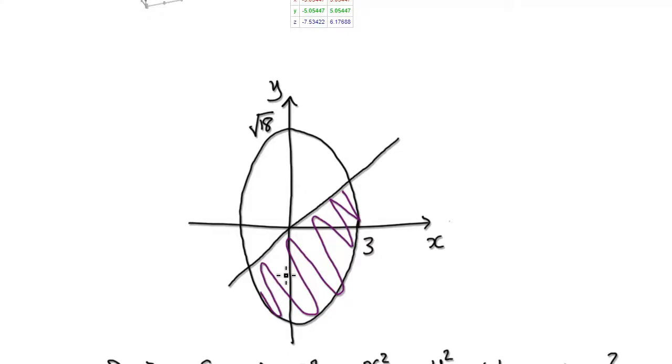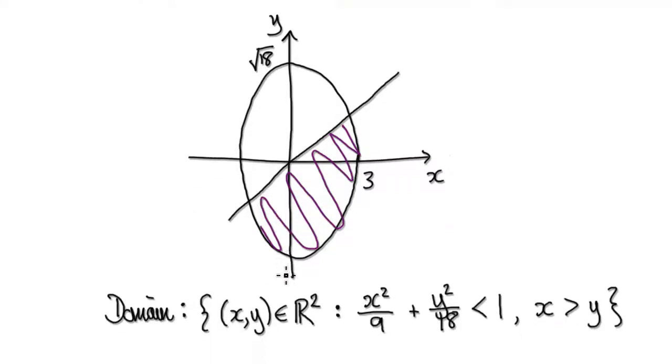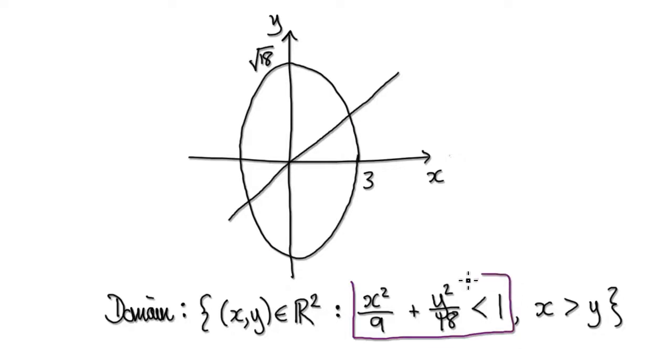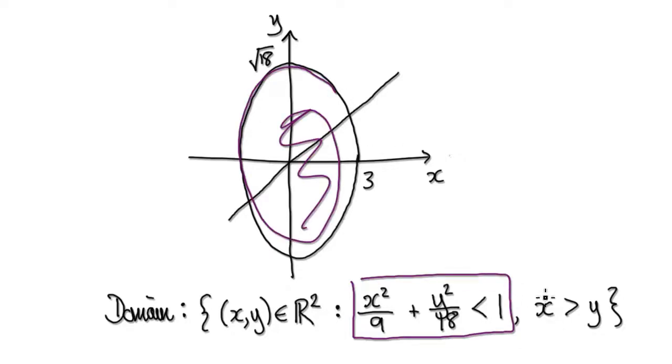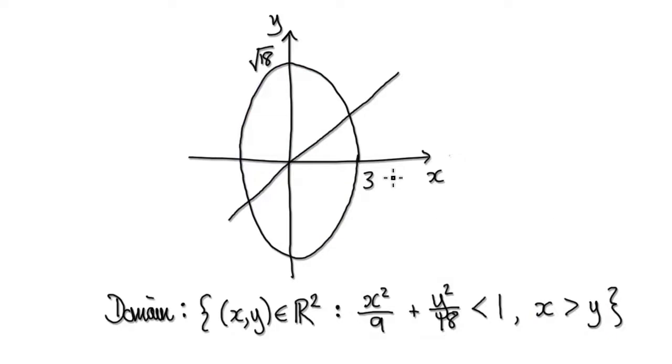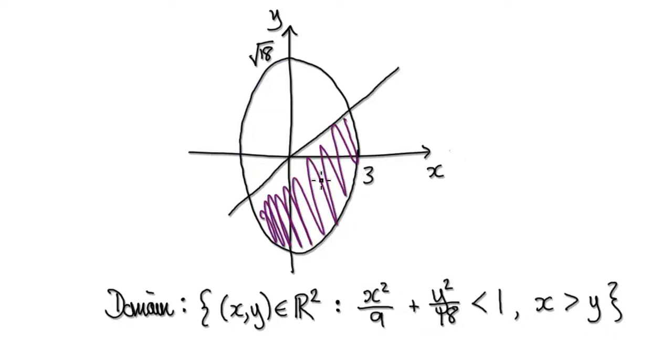Okay. So the way you would write it is this. Our domain is the 2D plane, such that it's within the ellipse, and also x must be greater than y. So it must be in the ellipse, and it must be x greater than y. So that will then give us this region here. So this is our domain here.